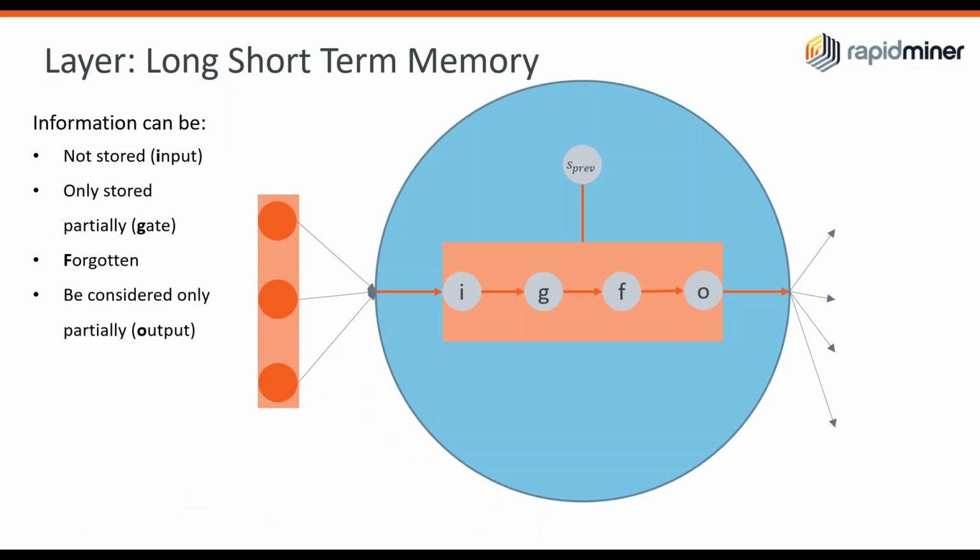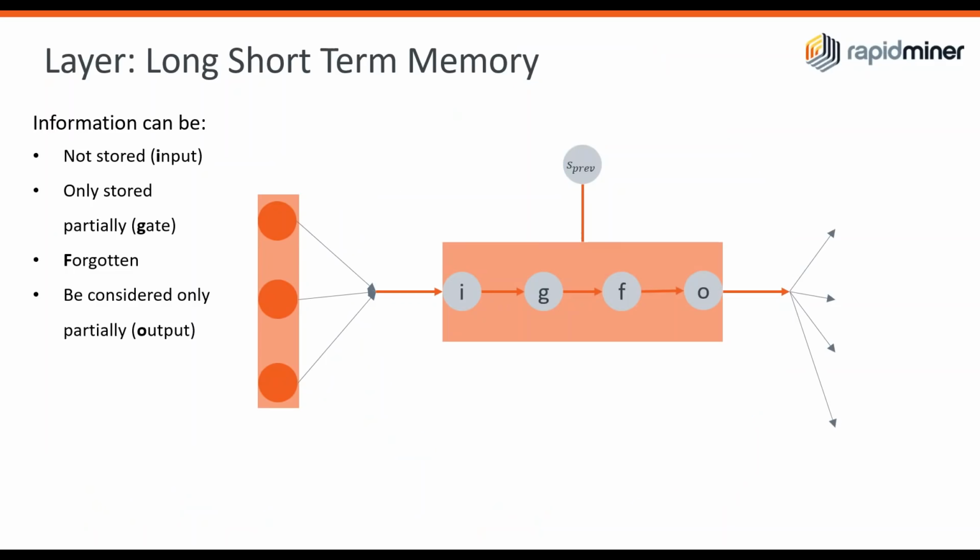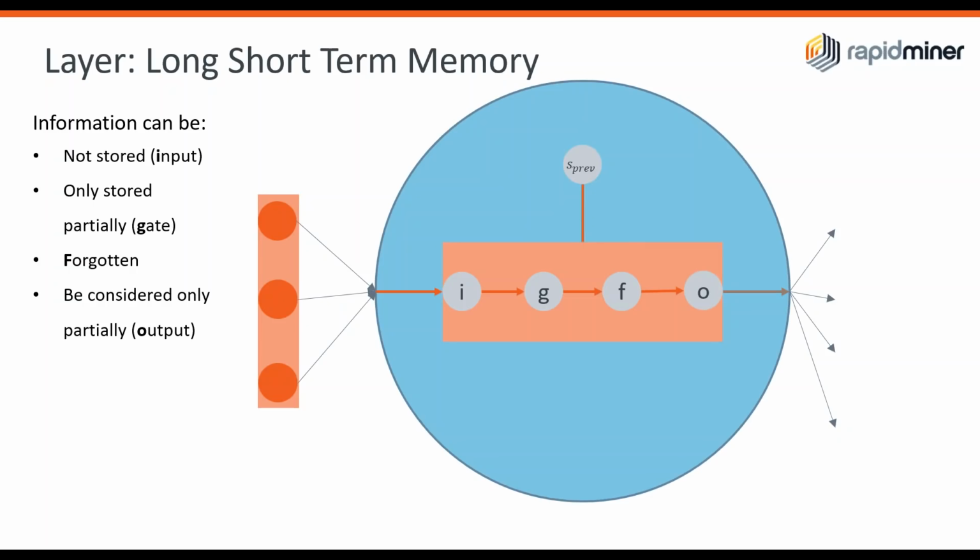I only store part of the information. I can completely forget about it because it turned out the information is useless. Or I could use the information, but only a minor part of it when going to the next state, to the next word in this example. And then this helps the network to somehow keep focus on what's important.